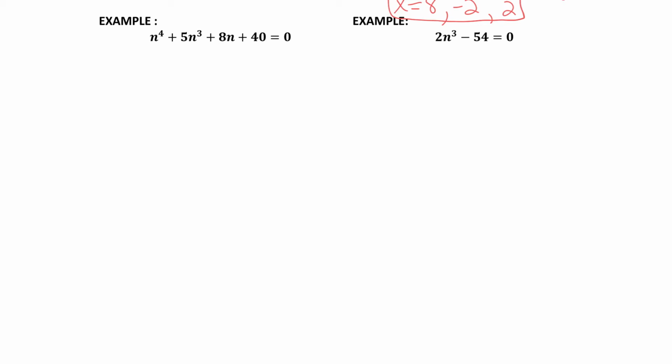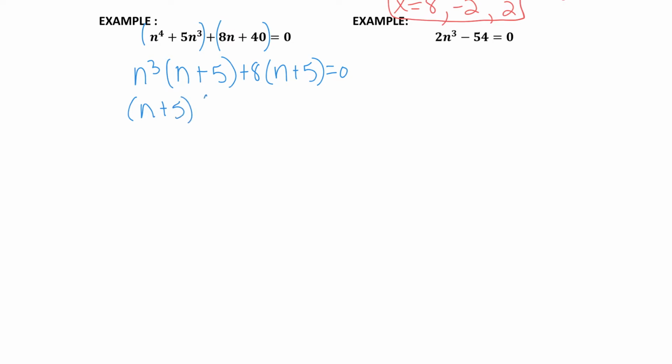We have n to the fourth plus 5n to the third plus 8n plus 40. And so we can group. There's not a GCF, so I'm going to group my first 2 and group my last 2. So here I've got n to the third that can divide out. And that would be n plus 5. Here I could divide out an 8. So that would be n plus 5 as well. So my factors are n plus 5 and n to the third plus 8.